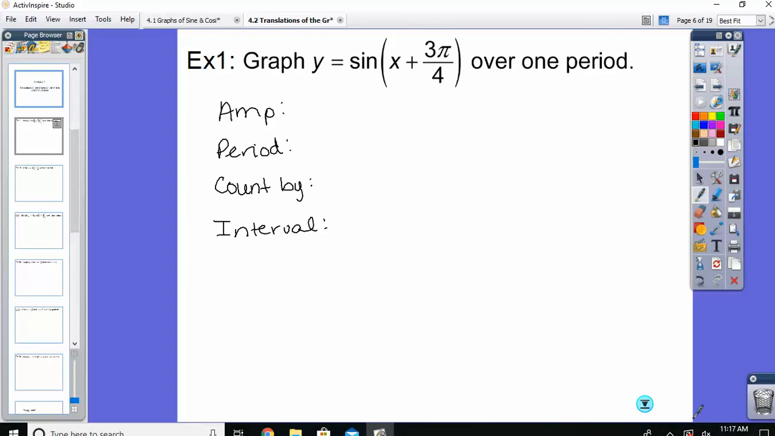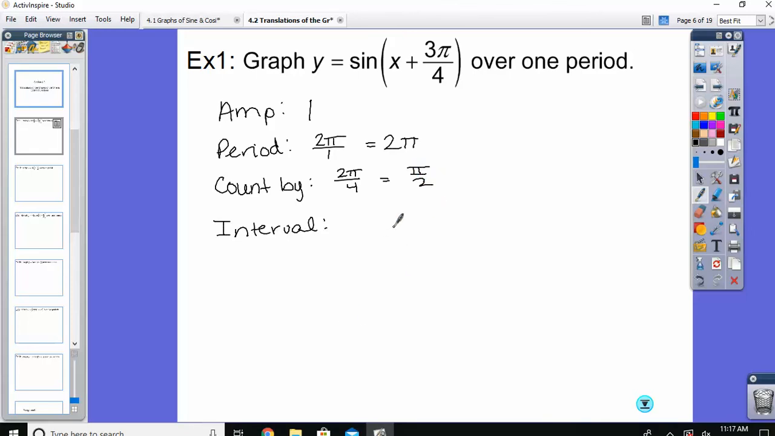Okay, amplitude is the coefficient of sine. So what's my coefficient here? 1, so my amplitude is just 1. Period is 2 pi divided by the number in front of x. What's the coefficient of x? Just 1, so my period is just 2 pi. How did we get the count by? Period over 4, so 2 pi divided by 4 is pi over 2.